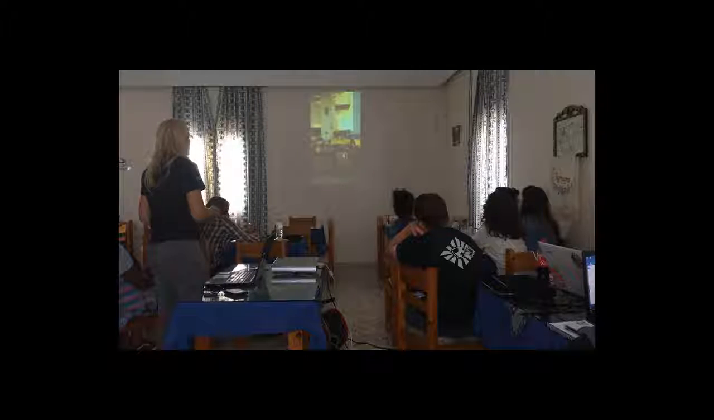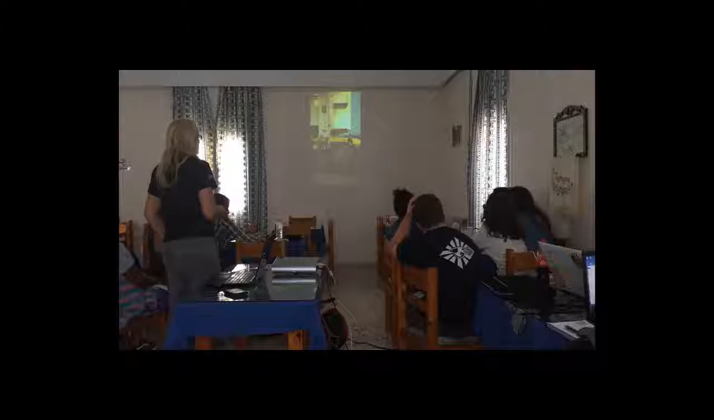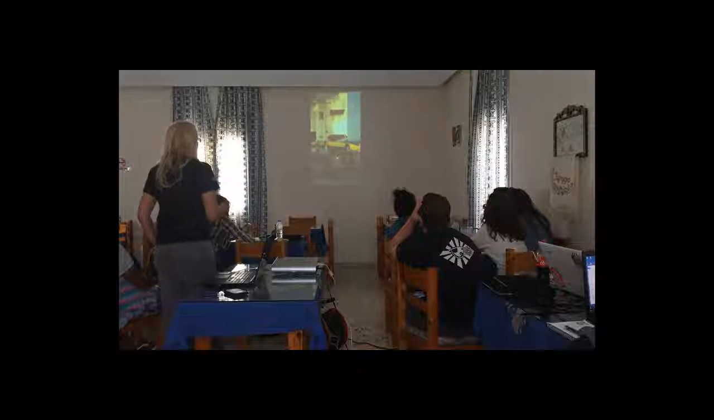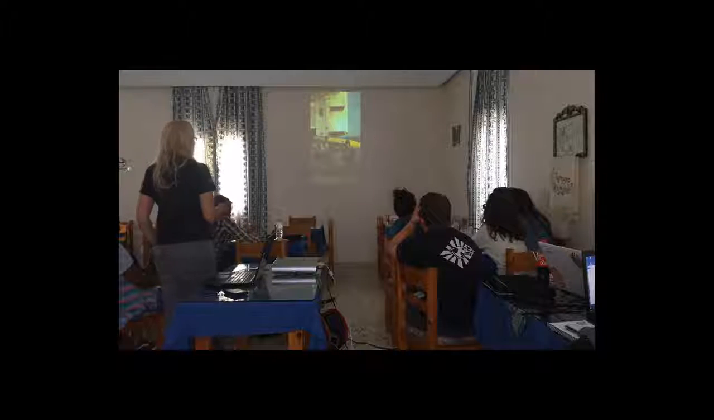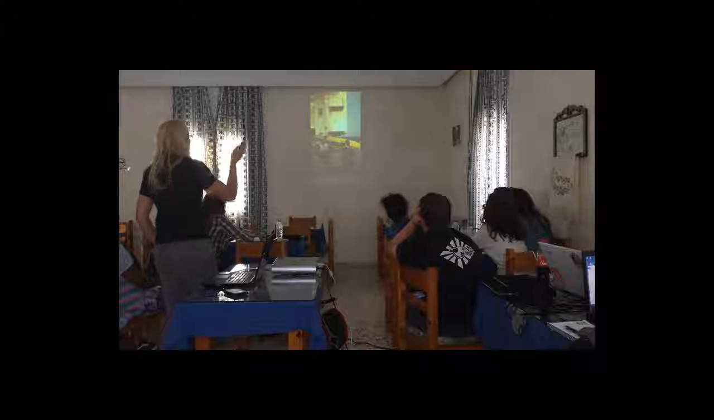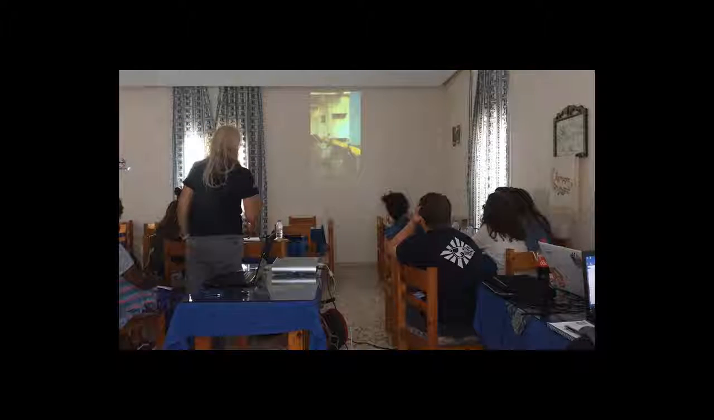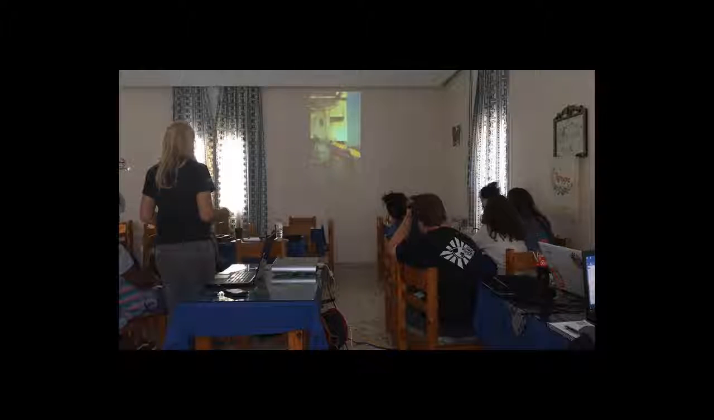We use AUVs from GEOMAR to map the seafloor in the middle of the Atlantic Ocean at a depth of 3,600 meters, and we identified a lot of black smokers. We also used an AUV to map the northern part of the caldera in Santorini and also Kolumbo volcano. So you need to have, of course, big vessels.